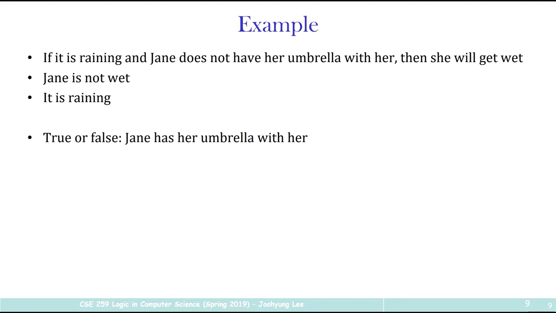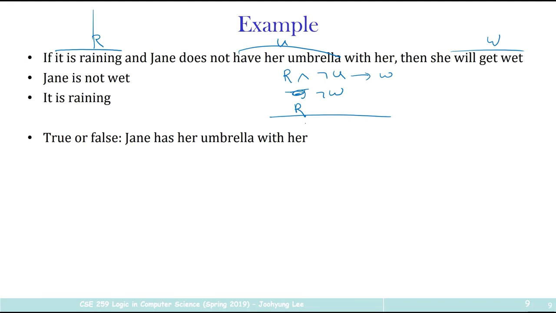So what is going on here? Let's say that if it is raining, say R, have umbrella, let's say U, and she will get wet as W. So the first sentence is saying that if it rains and Jane does not have an umbrella, then she will get wet. And Jane is not wet, so that's negation of wet, and it is raining. Okay, so from this, can we conclude that Jane has an umbrella?